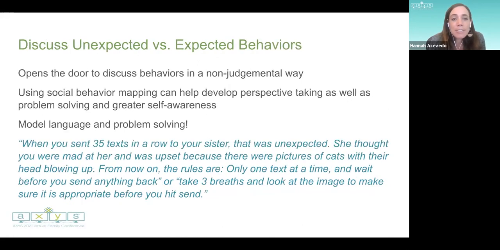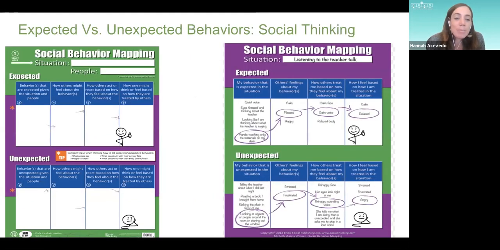And I often, and you probably have heard this, I use words like unexpected or expected that are just non-judgmental and help the person kind of see that this might have been surprising to other people, or it may have had an effect on other people that I didn't think about. And there's some tools that we can talk more about later to kind of help make that more explicit.